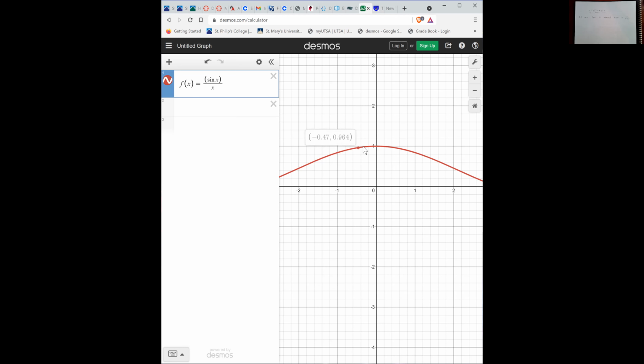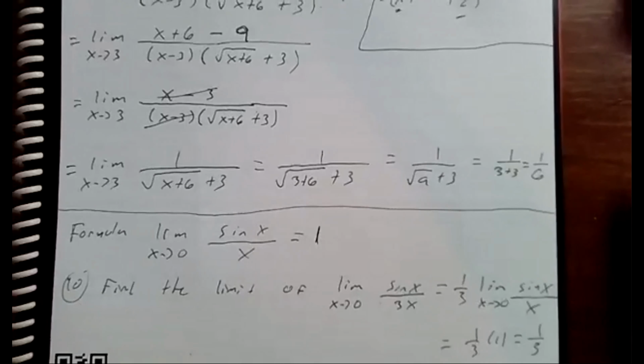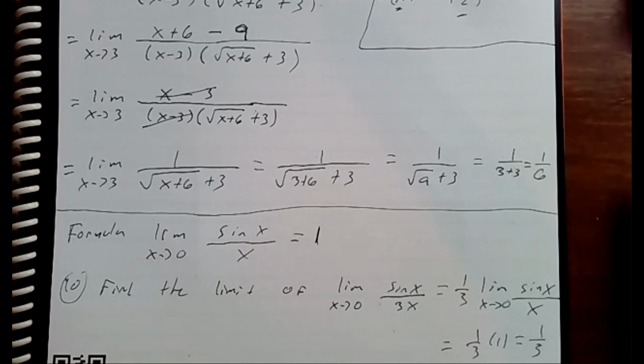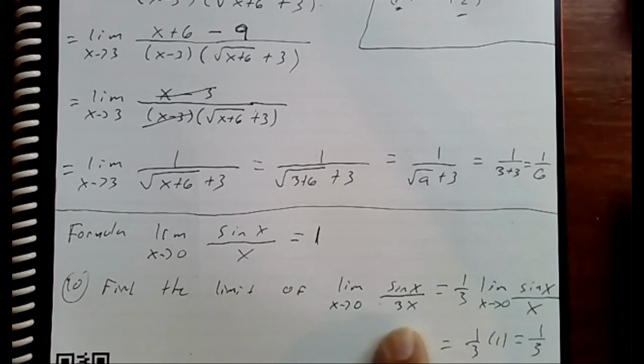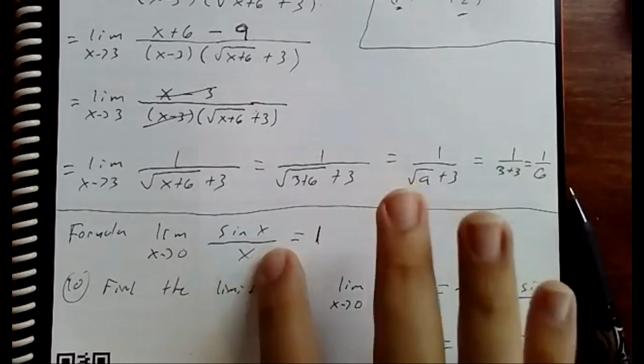But if we approach from the left and approach from the right, the y value we're approaching when we get closer and closer to 0 is 1, right? That's the reason this formula will be 1, without getting too deep into it. Sin x over x will be 1 when x approaches 0. So knowing this fact, you can start solving problems like this. You just have to manipulate the question and make it look like the formula. That's all you have to do.